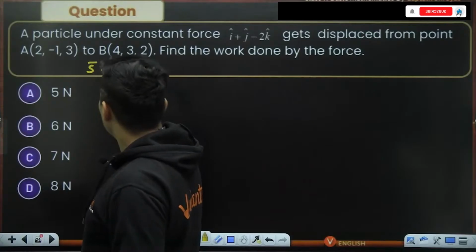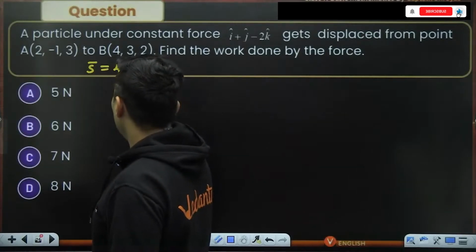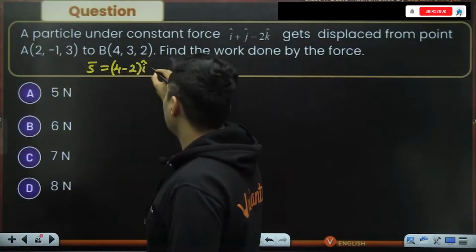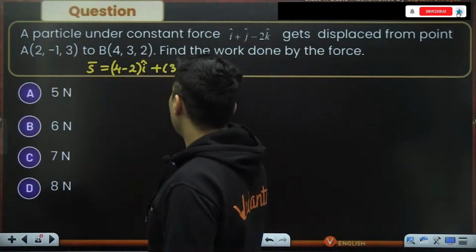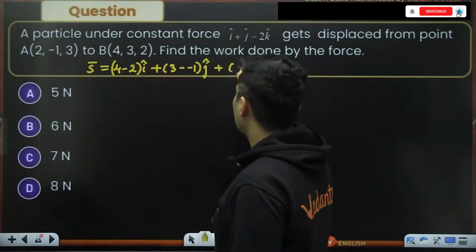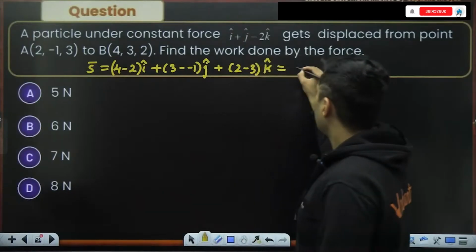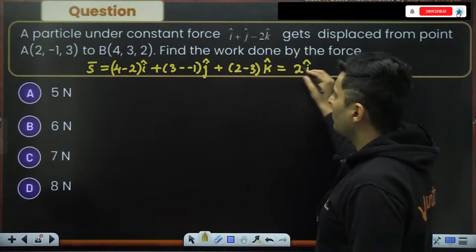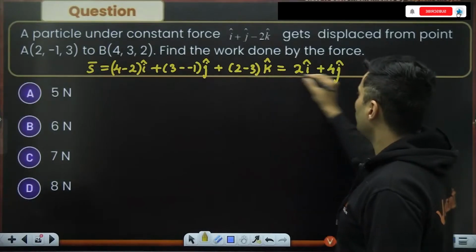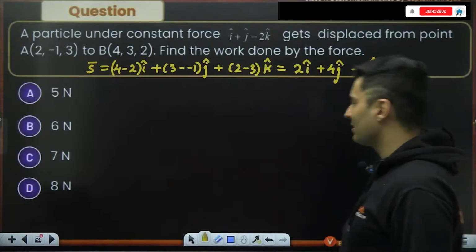So what is this? This will be 4 minus 2, final minus initial, i cap. Similarly, final minus initial, that means 3 minus minus 1, j cap, and lastly 2 minus 3, final minus initial, k cap. So this will become nothing but 2 i cap, 3 minus minus is plus, so 4 j cap, and lastly 2 minus 3 means minus 1 k cap. So that is the displacement in meters.